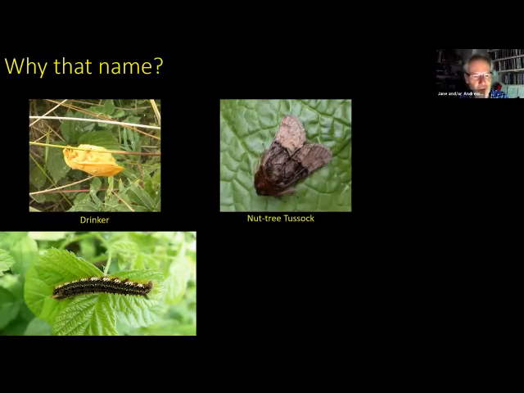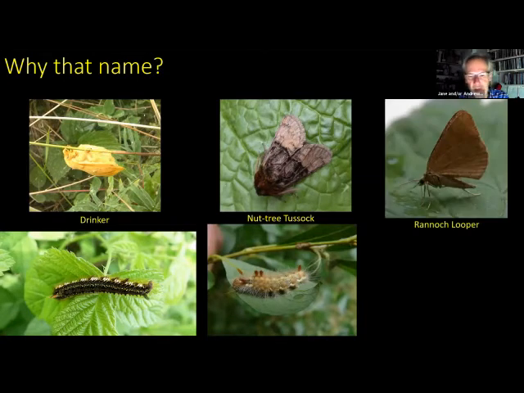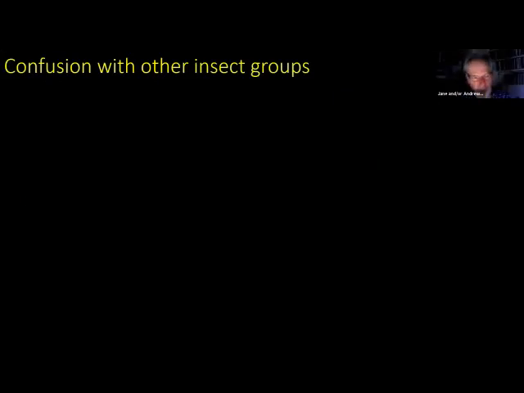So why is that called the nut tree tussock? Because again, of its caterpillar, because it's covered in tussocks of hair, and they do eat nut trees, like hazel, for instance. And then we've got a small group of moths called loopers in terms of the English name. This is the Rannoch looper, named after a place in Scotland. But a whole group of these moths are also called loopers, and that's a looper caterpillar. And you can see straight away that the caterpillar spends a lot of time looping along, and this is a very extremely looped caterpillar of a related species, not actually a Rannoch looper caterpillar.